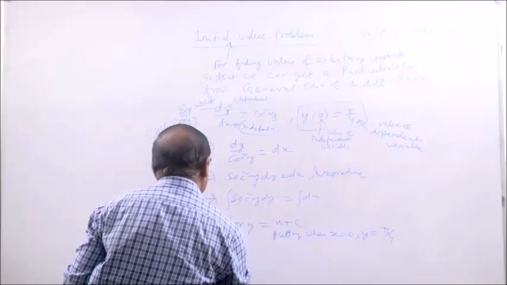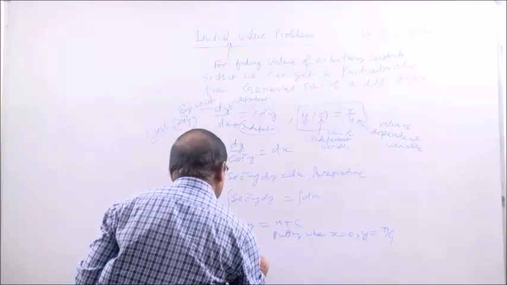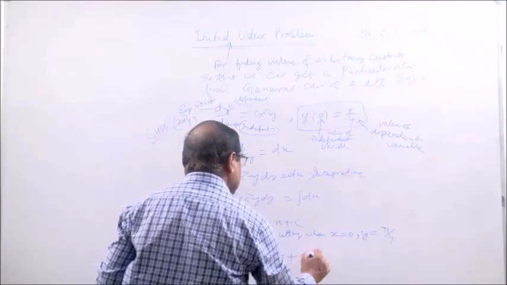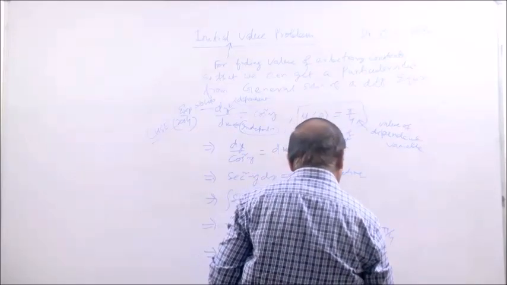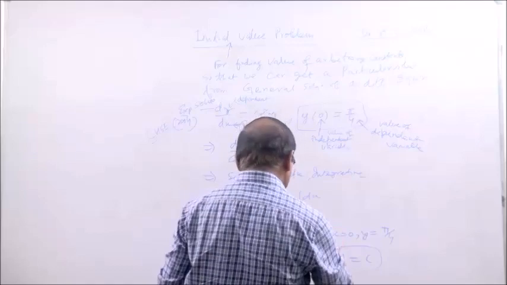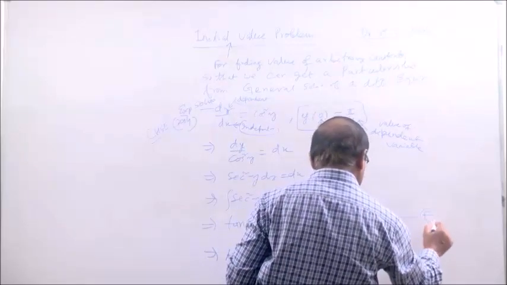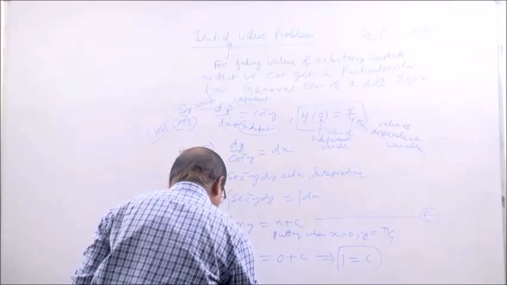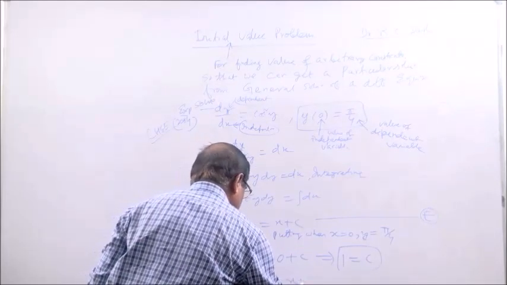So tan pi by 4 is equal to 0 plus c, that implies tan pi by 4 is 1, so c is 1. So we get the value of the arbitrary constant. Putting it here, we get the particular solution, that implies tan y is equal to x plus 1. Answer.